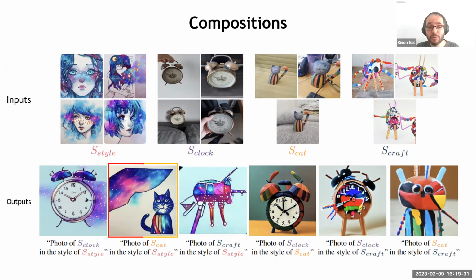Okay, so these types of combinations work fairly well, but what doesn't really work is trying to put two different objects side by side. So if we take, for example, the word we learned from this clock and the word we learned from this cat, and we ask for them side by side, we'll still get things that tend to look like this photo of a clock in the style of the cat.